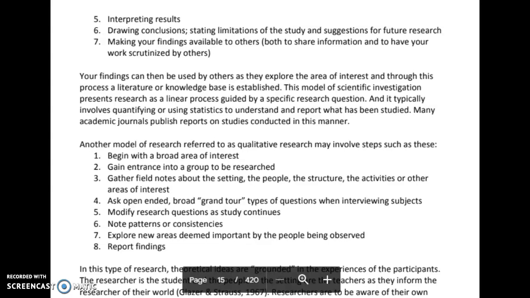Now, the other side of research is known as qualitative research, and while similar, it's not exactly the same. So with qualitative research, we usually have a broader area of interest. And then we pick a group, a very specific group. It can be as small as one person to study, and we have to gain entrance or gain permission of that person or group to study.